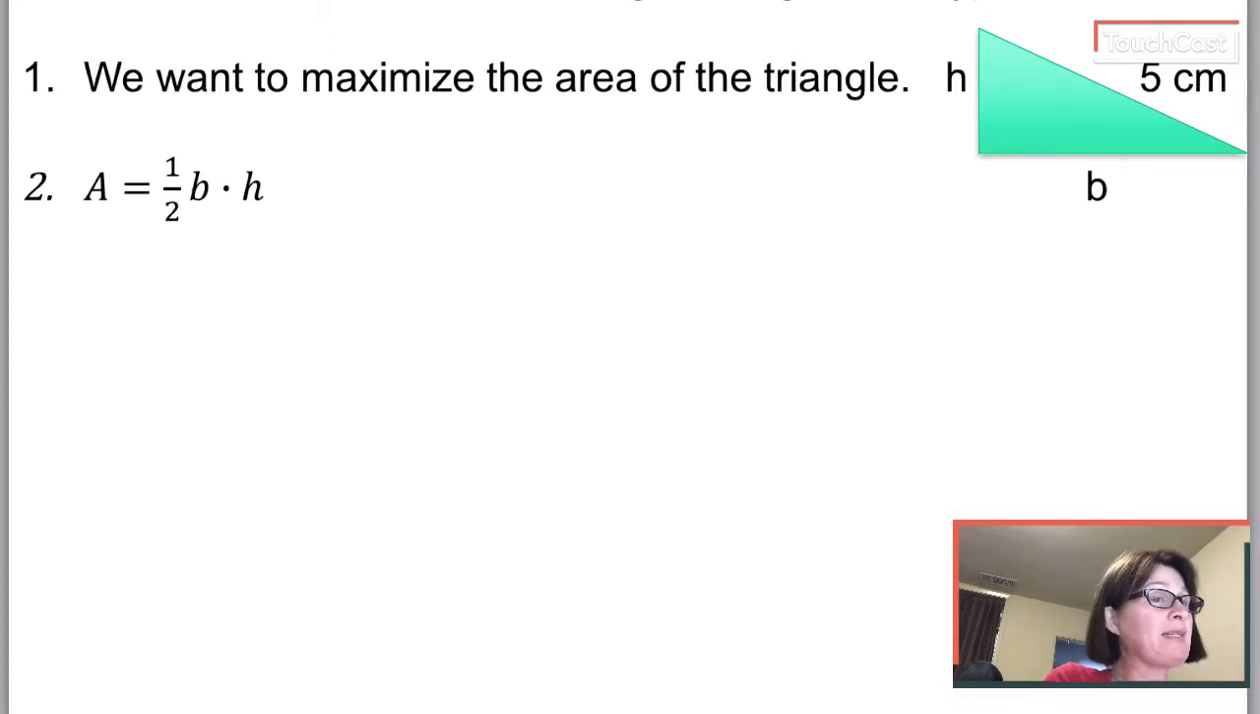There's a little bit of a problem because right now that has 2 variables in it, and I want a formula that has 1 variable.